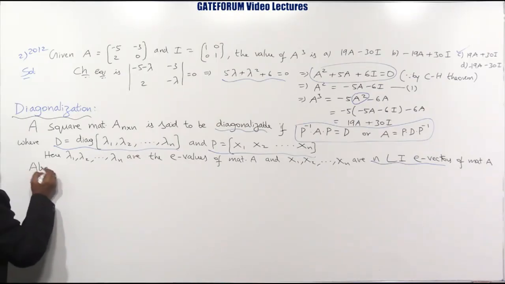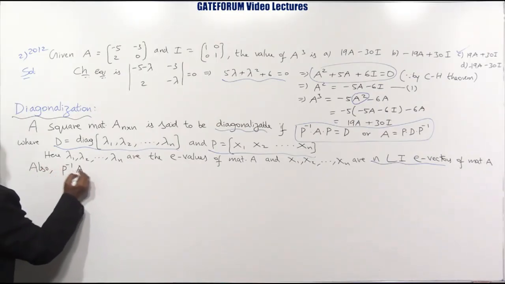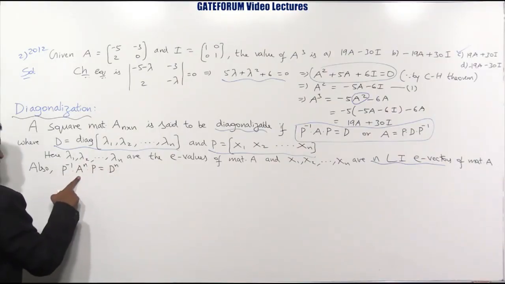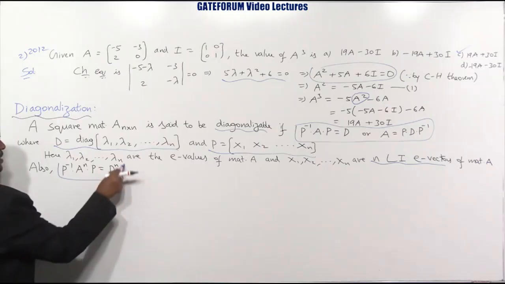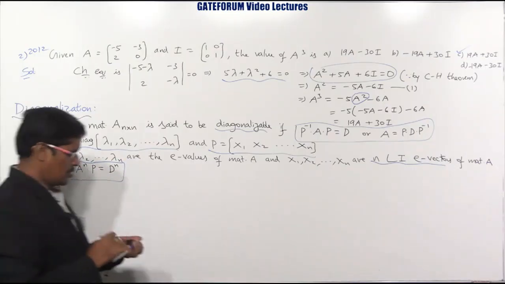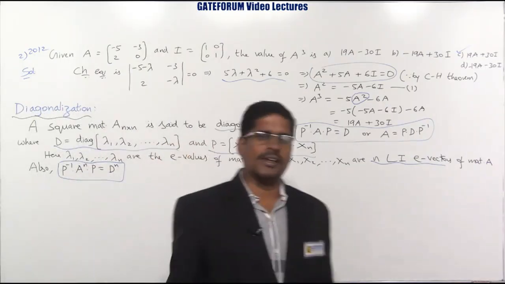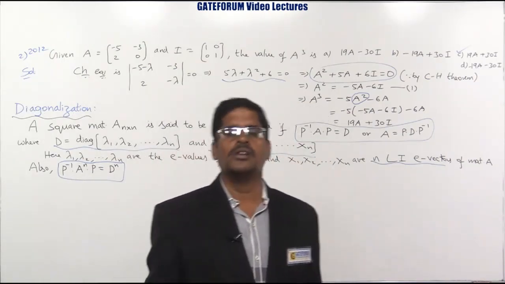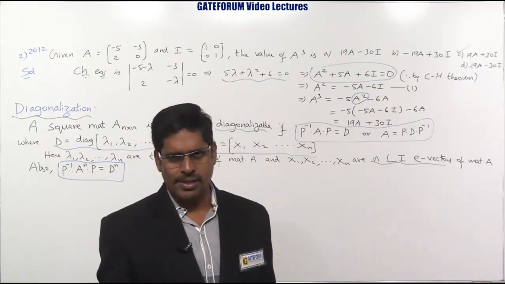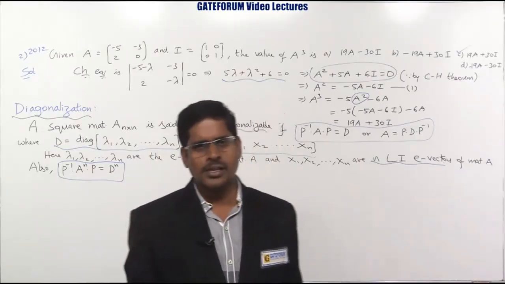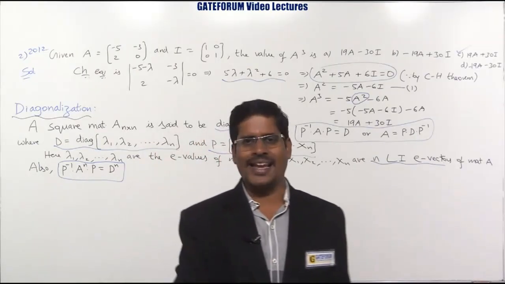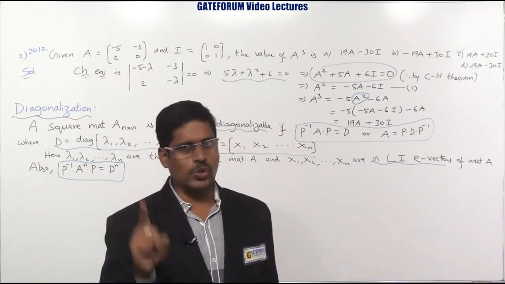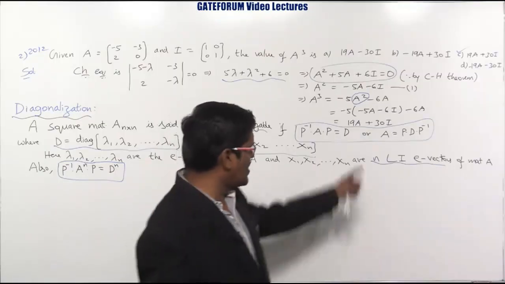Also, if they ask the question P inverse into A power n into P, just the power n is applied on the middle term, the matrix A. P and P inverse, no change. So, they provide some square matrix, whether it is diagonalizable or not. Then your first step is to find the eigenvalues of the given matrix A. Let them be denoted lambda 1, lambda 2, etc. For each eigenvalue, you find the corresponding eigenvector x1, x2, and so on, xn. That is, all eigenvectors must be linearly independent.